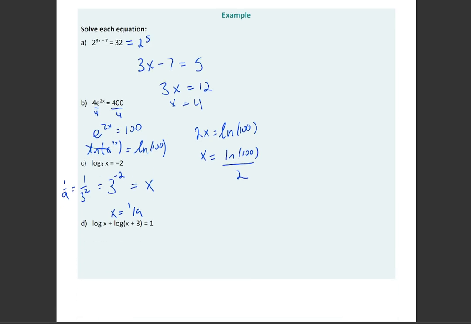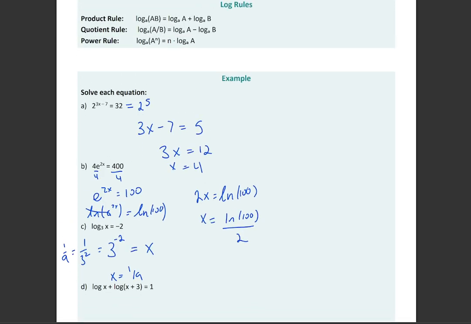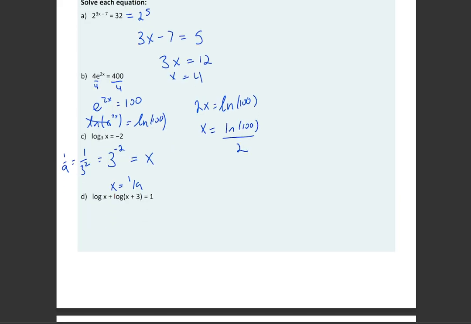Now looking at the last one, it actually has some logs that we need to combine first. So we need to use a log rule so that we have one log statement with x's in it. And that way we aren't trying to solve it with two different logs here. So using our addition rule, or our product rule, we're going to go from this addition to a product. And we get log of x times x plus 3. And that, of course, still equals 1.